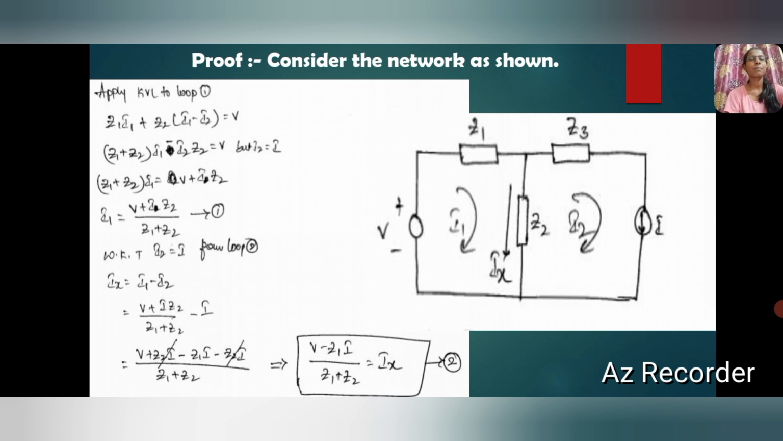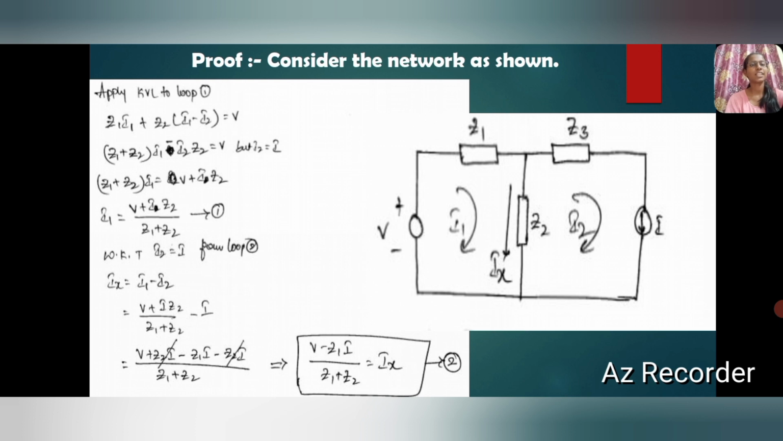Now we have to apply KVL for loop 2. We know that I2 is equal to I from loop 1. Let us consider that near Z2 we have an arrow mark pointing downward, which is referred to as Ix. So Ix is equal to I1 minus I2, where I1 is given from equation number 1 as V plus Z2 into I divided by Z1 plus Z2, minus I, where Z2 into I and Z2 into I will be cancelled.